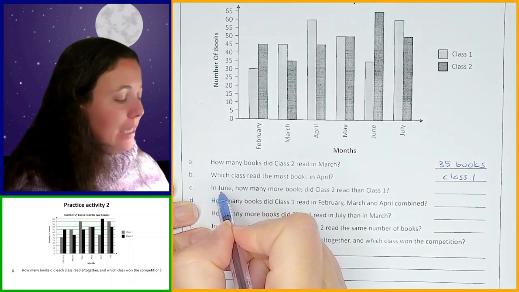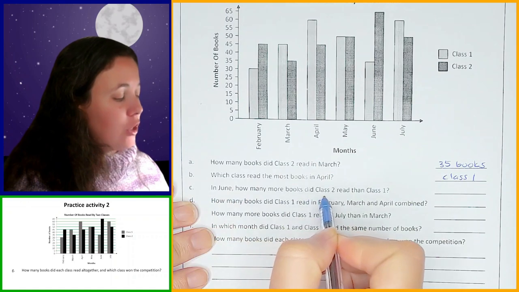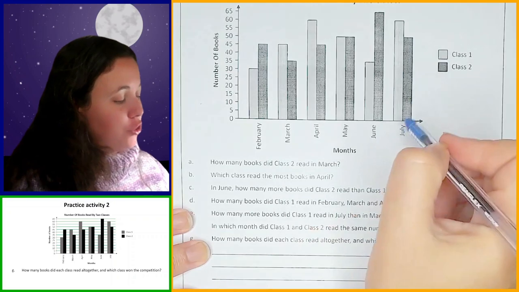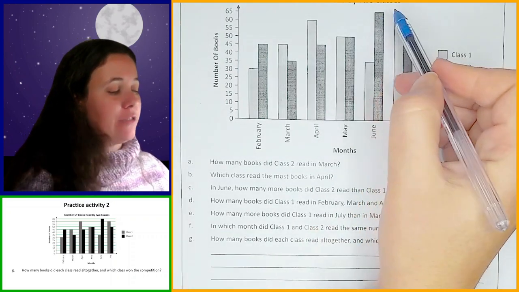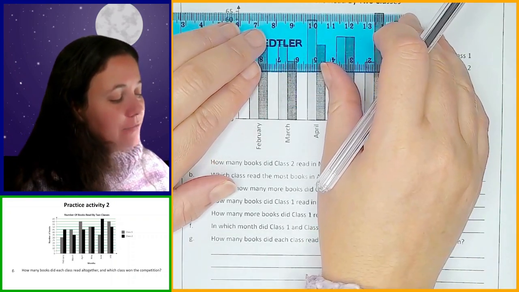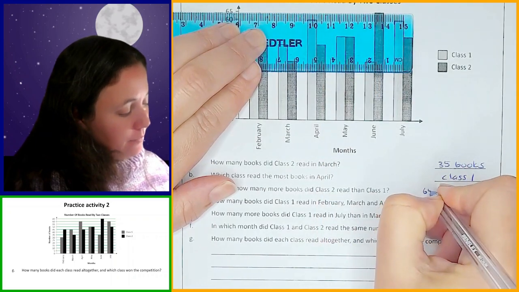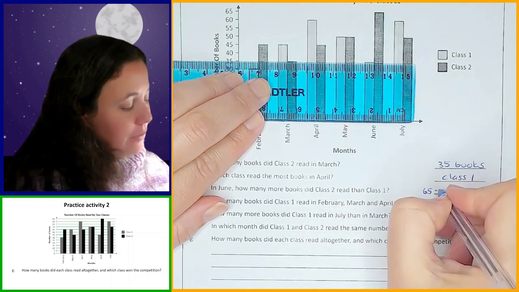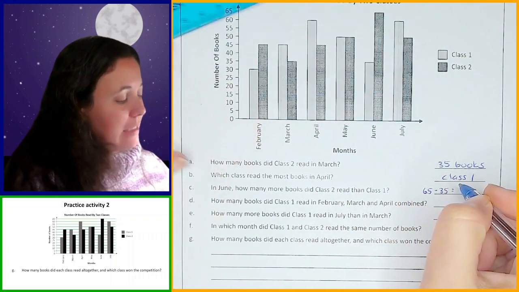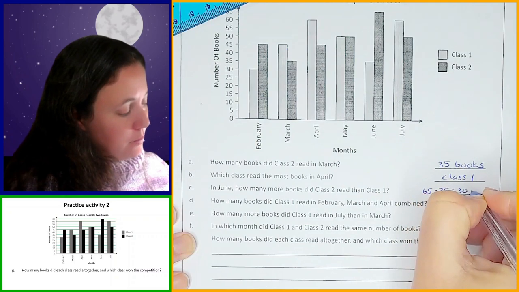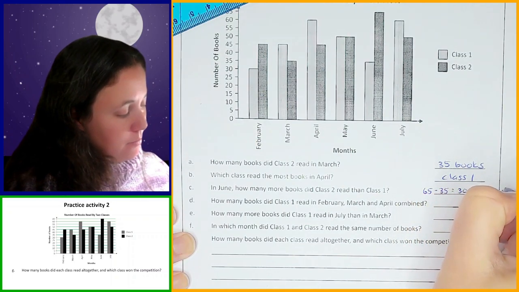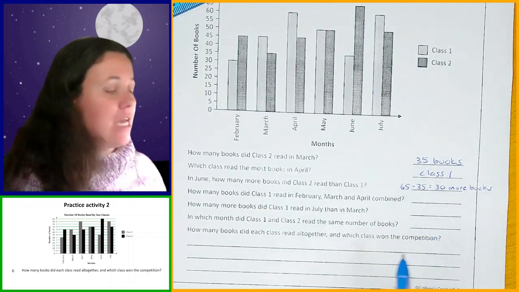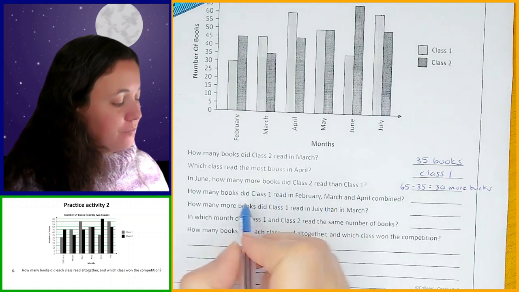Question C. In June, how many more books did Class 2 read than Class 1? Okay, so we're looking at June. Class 2, we need to find out how many they read. That was 65. So we've got 65 minus how many Class 1 read, which is 35. That gives us 30 more books. So Class 2 read 30 more books than Class 1 in June.